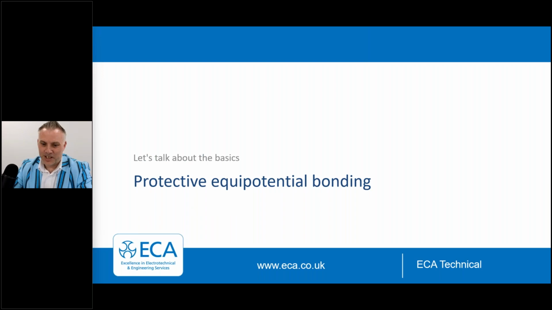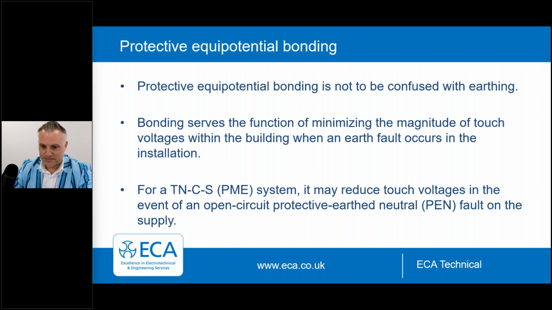So let's talk about protective equipotential bonding. It's not to be confused with earthing, so this is only about bonding today. Now, bonding has a very common theme. It serves a function of minimizing the magnitude of touch voltages within a building when an earth fault occurs. And in some cases, in a PME system, it may even reduce the touch voltages due to an open PEN, so a fault on the network. So it's all about reducing that magnitude of touch voltage, and that's where bonding comes into its own.